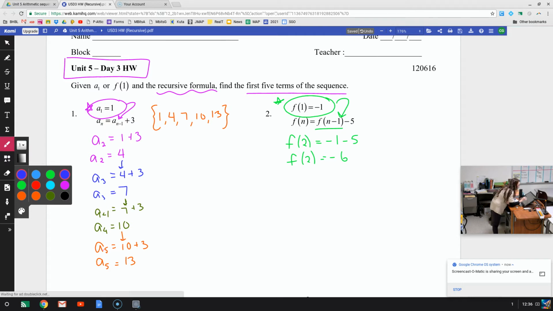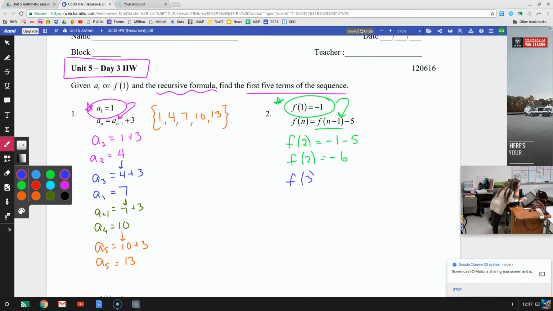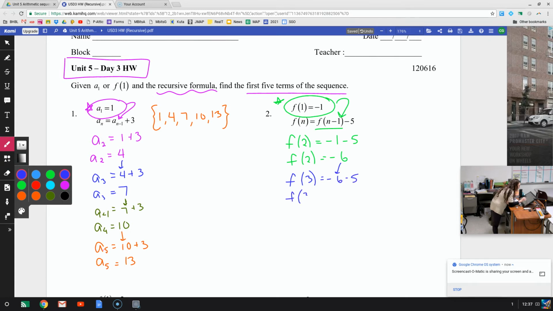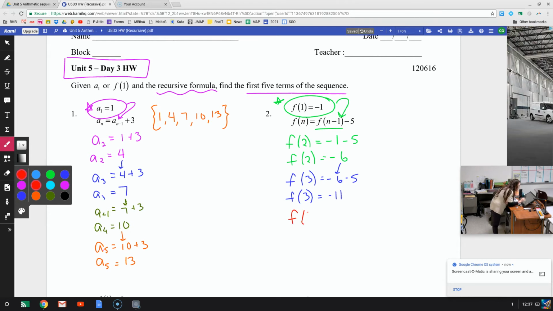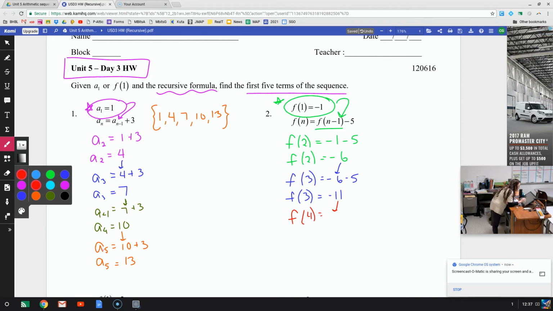I'm going to then take my negative 6, and I'm going to plug it in. Negative 6 minus 5, so my f of 3 value is negative 11. F of 4, I'm going to take my negative 11 and plug it in. Negative 11 minus 5, f of 4 is going to give me negative 16.